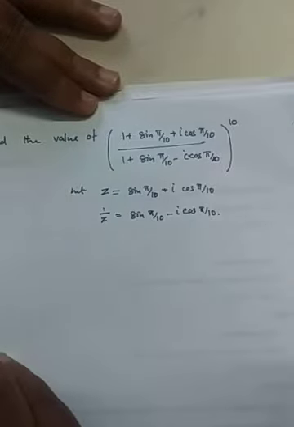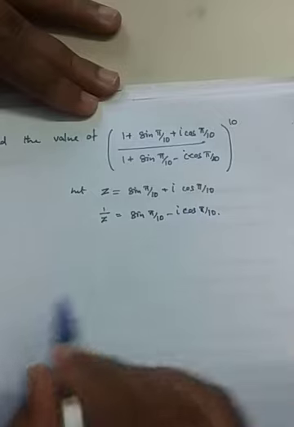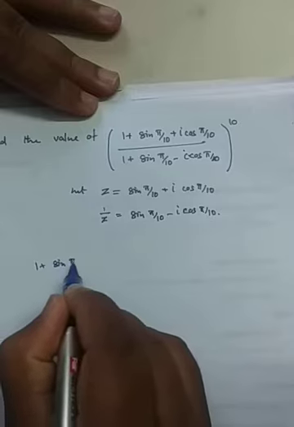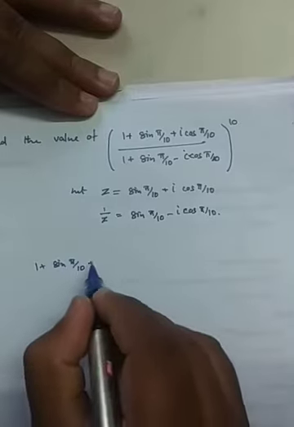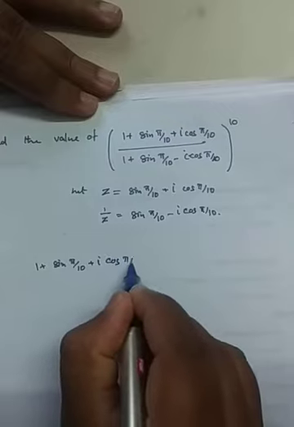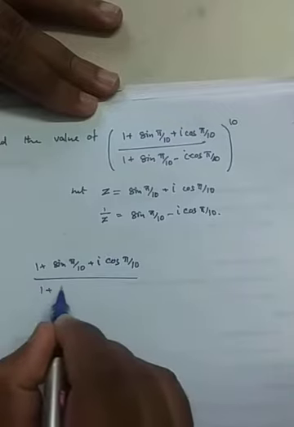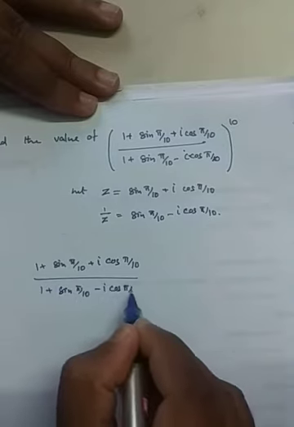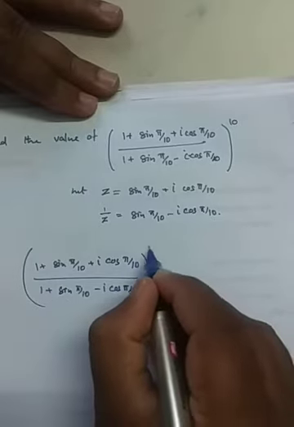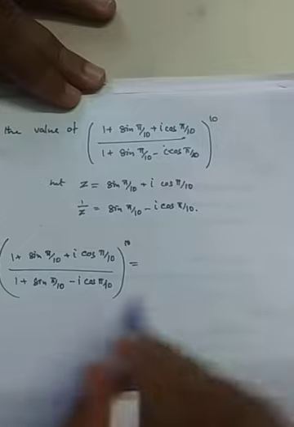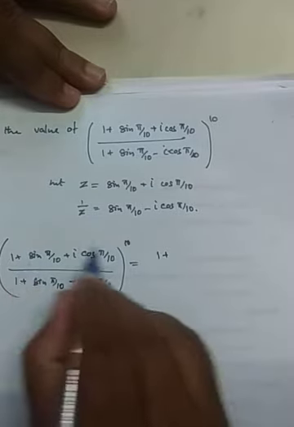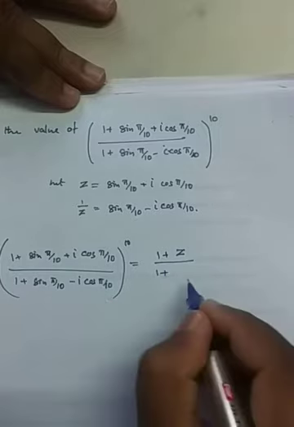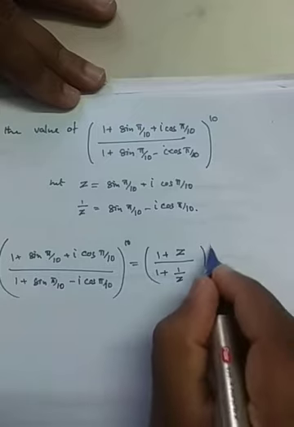Okay. So now I will take the LHS that is given: 1 plus sine pi by 10 plus i cos pi by 10, divided by 1 plus sine pi by 10 minus i cos pi by 10. The whole power is 10, so keep that in mind. Now here we get 1 plus z, divided by 1 plus 1 by z. The entire thing is to the power 10.